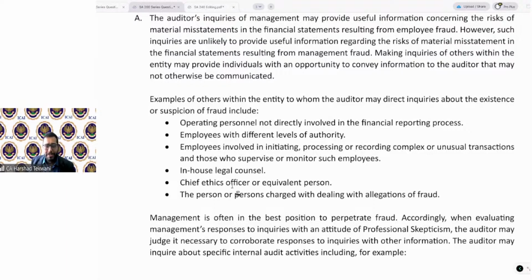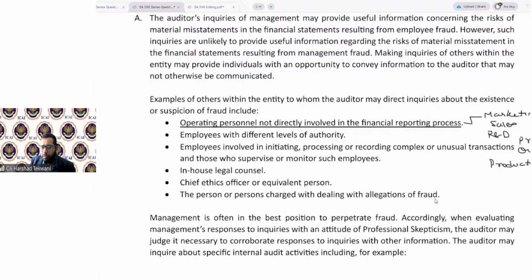Those other persons can include operating personnel not directly involved in the financial reporting process, like the teams involved in marketing, sales, R&D, product quality, production, HR, IT, this way.